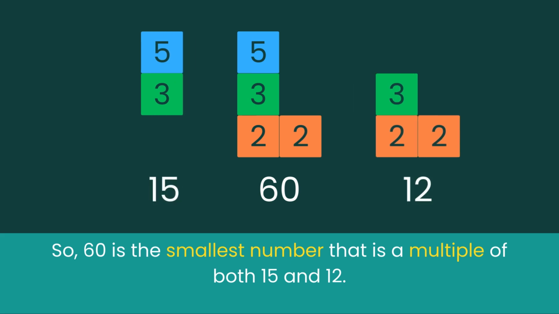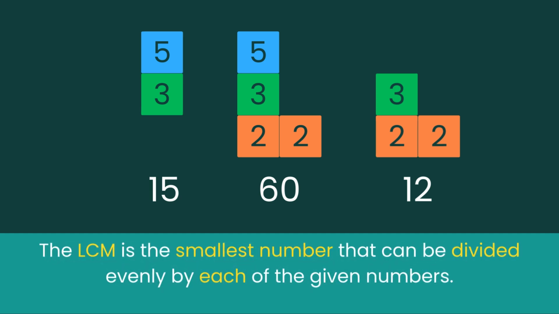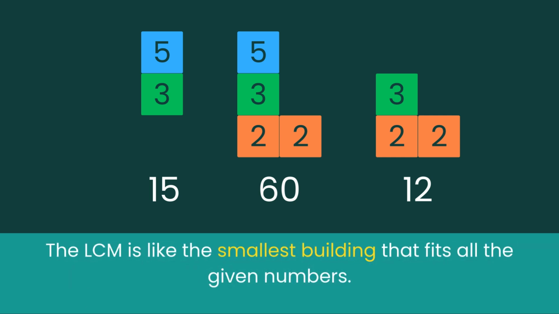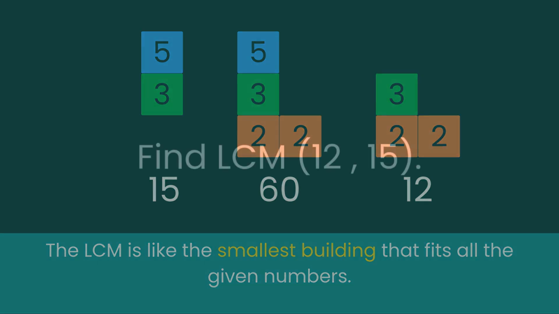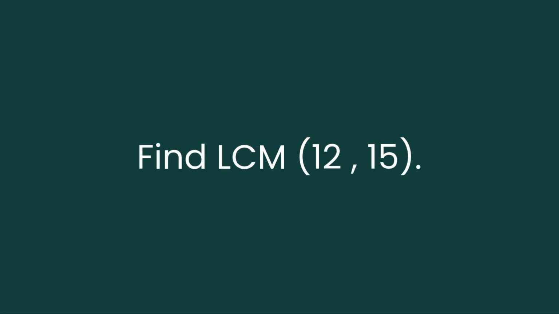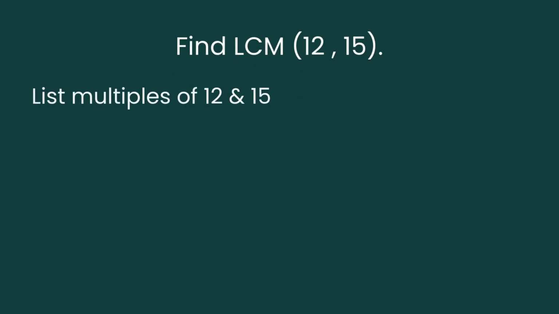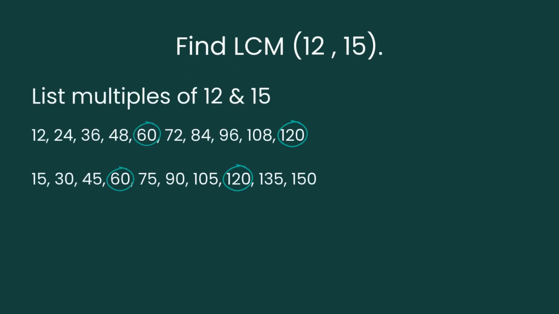This brings us to an important concept, the least common multiple, or LCM. The LCM is the smallest number that can be divided evenly by each of the given numbers. Or we can think of the LCM as the smallest number building we can build that contains all the given numbers. You might have learned a few methods to find the LCM, like listing the multiples of the numbers, finding the common multiples, and identifying the LCM.